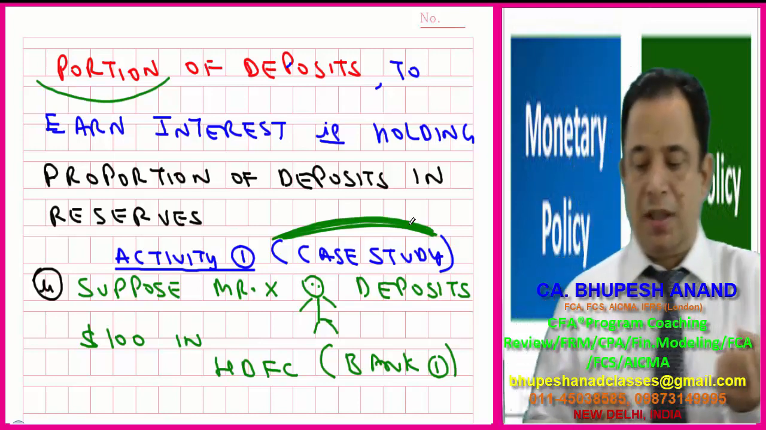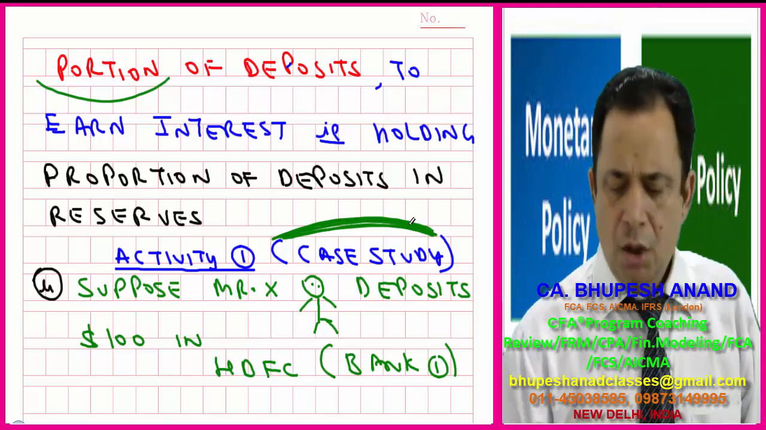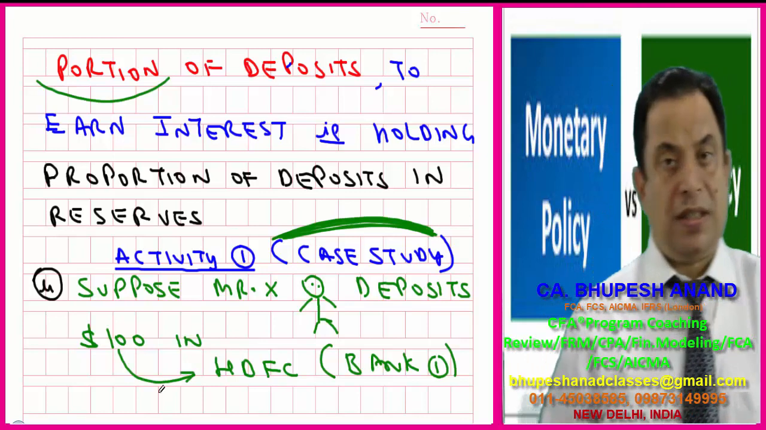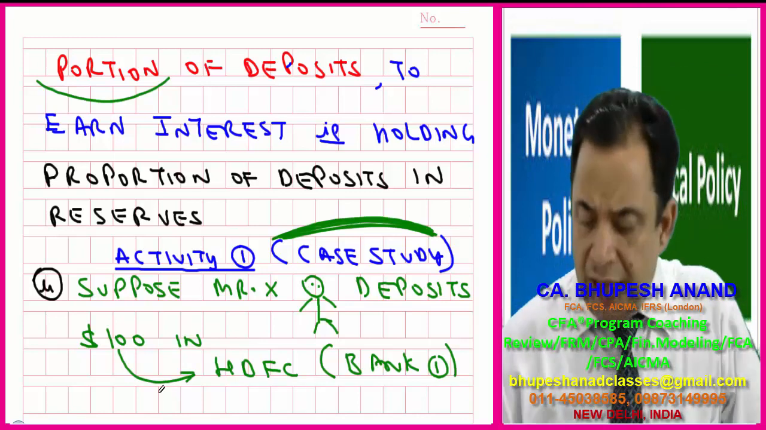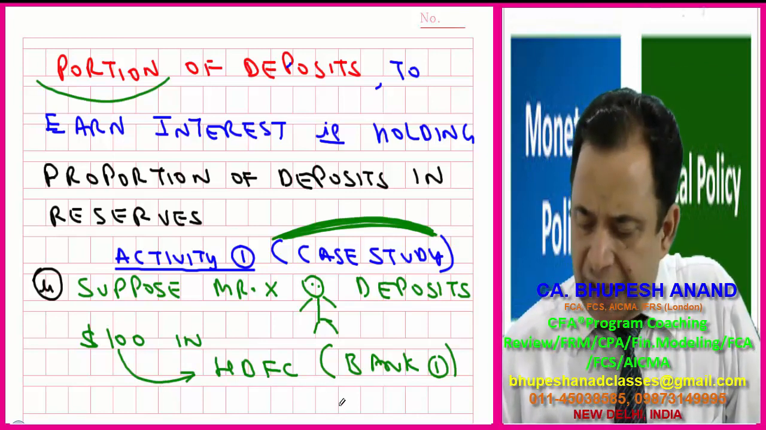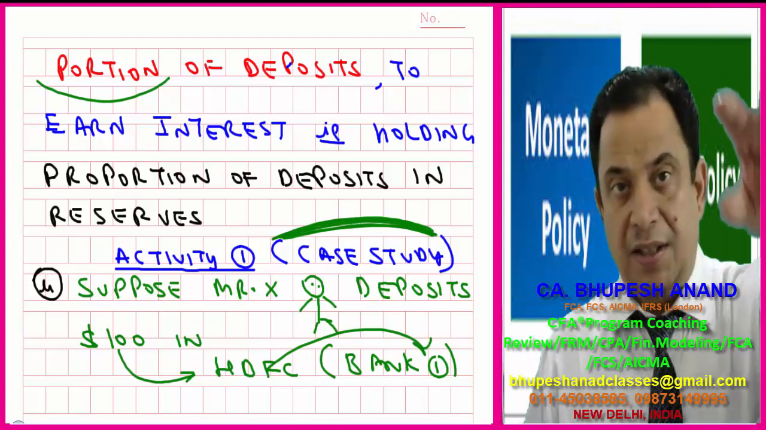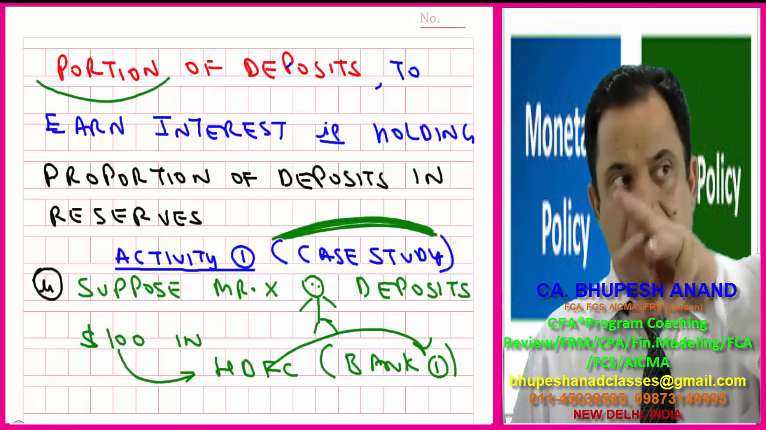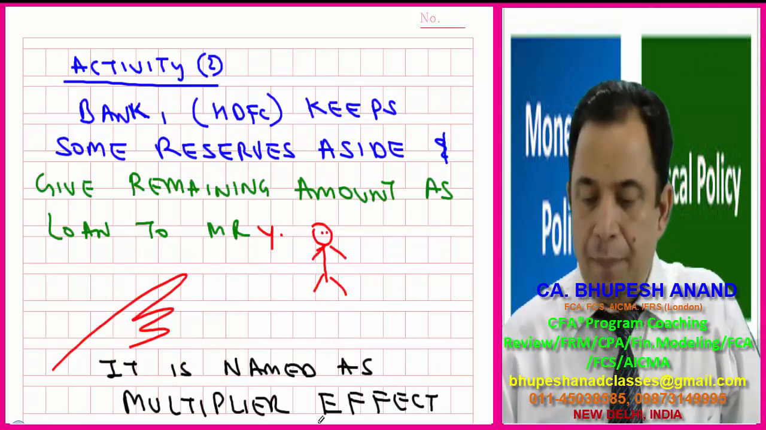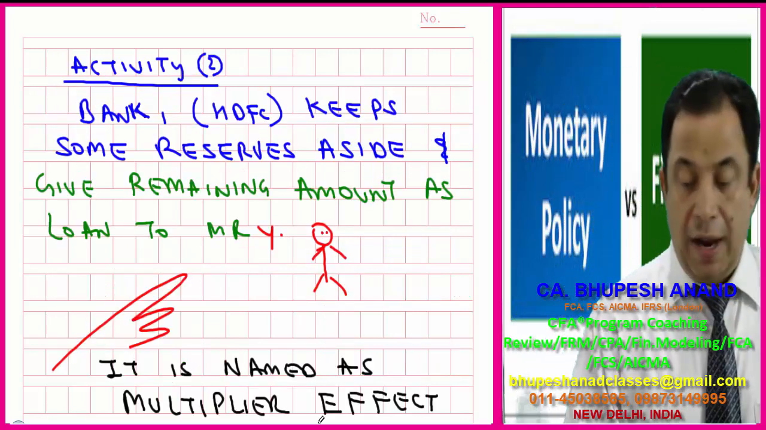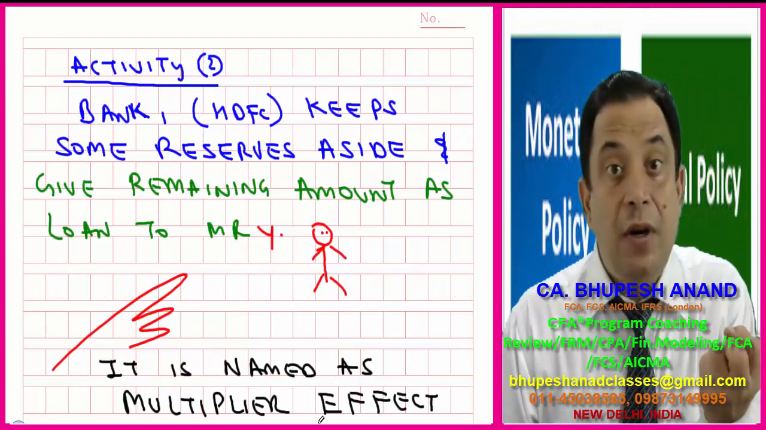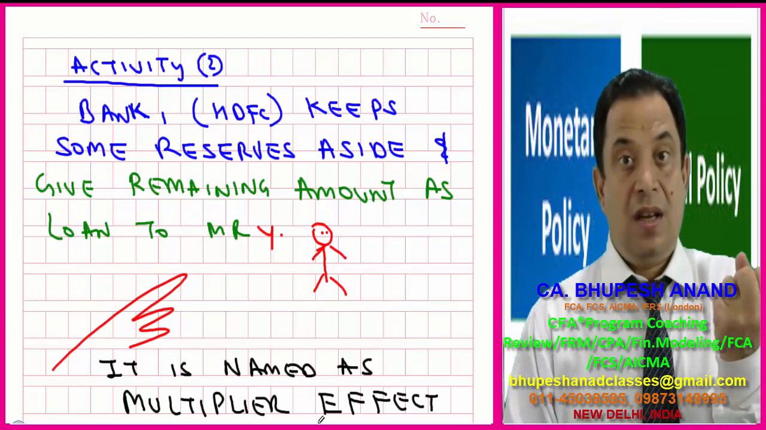Suppose Mr. X deposits $100 in HDFC Bank. In India, this bank is there. Let this bank be bank number one. I repeat, suppose Mr. X is depositing $100 in HDFC Bank, and let this bank be bank number one, HDFC. Now, activity number two: what will this HDFC do with that $100?